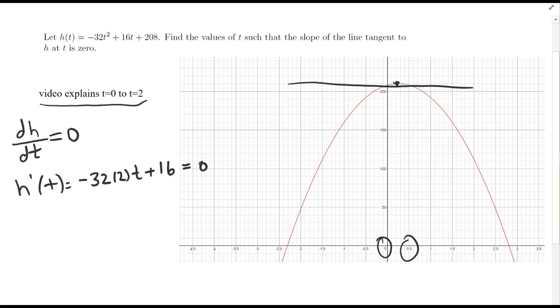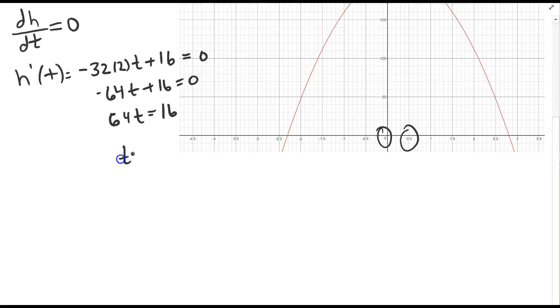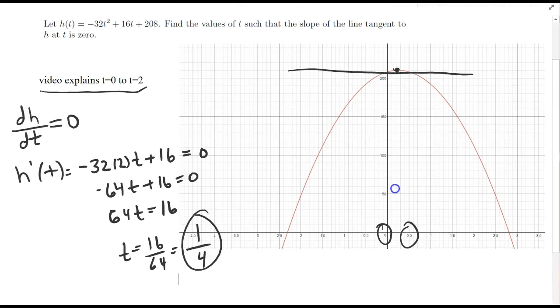When does that equal 0? Well, that'd be minus 64t plus 16 equals 0. So 64t equals 16. So t would equal 16 over 64. So in this case, it would be 1/4, which from the graph is exactly what we would expect.